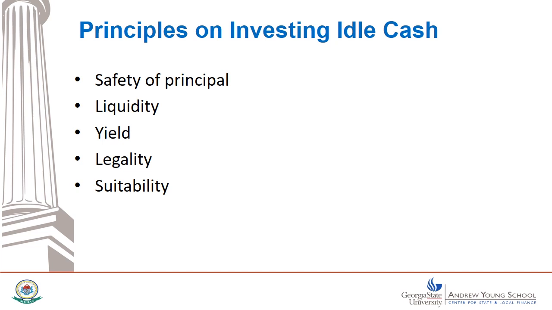Liquidity is the availability of the money when needed. If the idle cash is needed in 6 months to cover expected cash deficits, then the investment must mature before it's needed. Yield refers to the return on the investment, or interest earnings. Never trade yield for safety of principal.